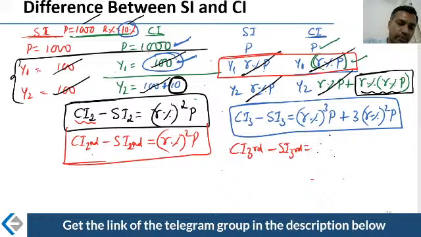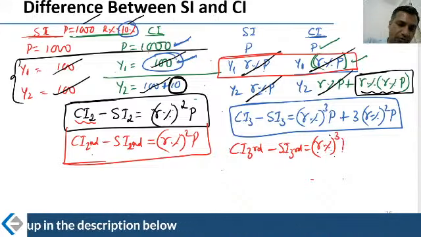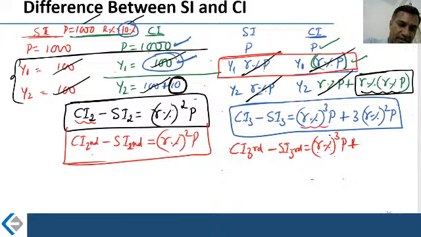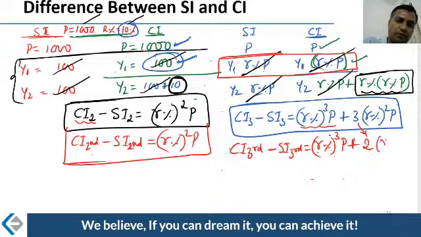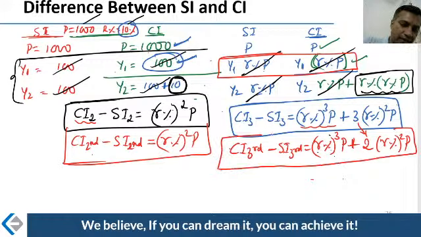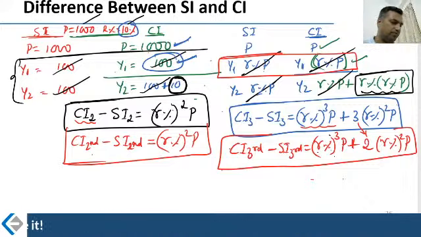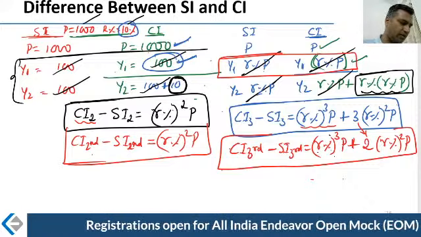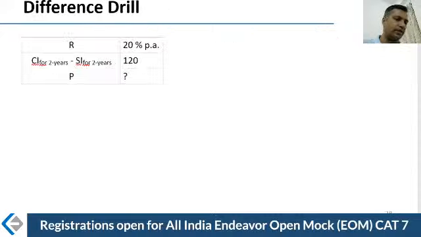All right, third year would be, only one change will come here. R percentage whole cube times of principal. That was as it is, this bracket. However, this 3 will change to 2 times of R percentage whole square times of P for the third year. Just in case if I talk only about the third year, this is what you are going to project right now. This is something I want you to remember. Let's quickly go to the drills.